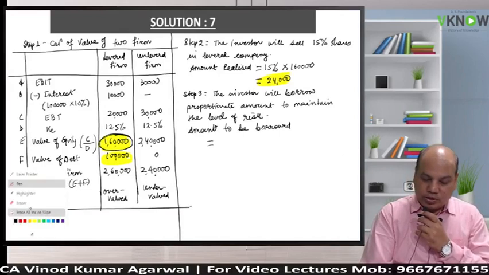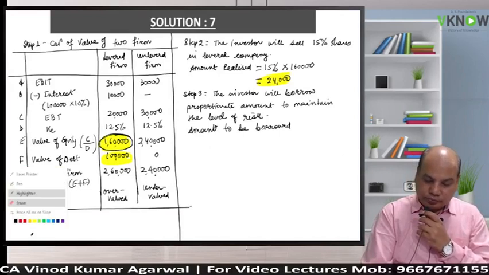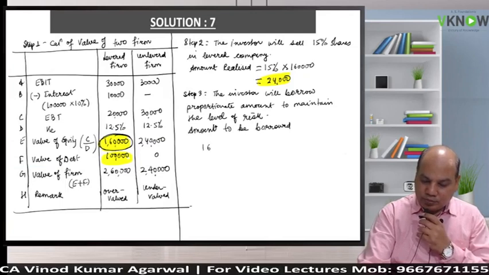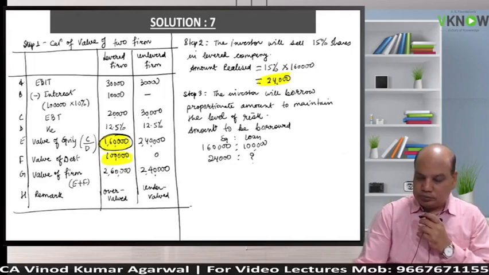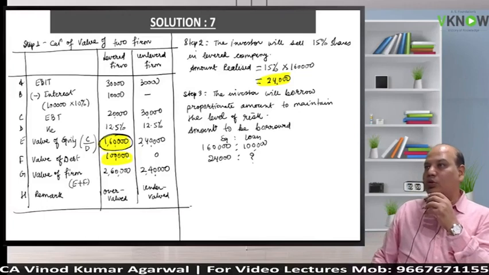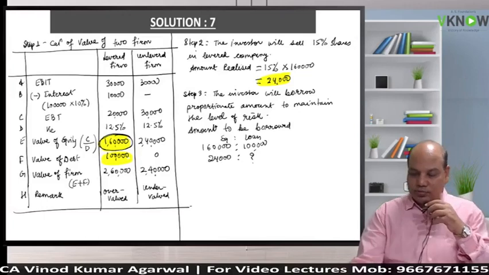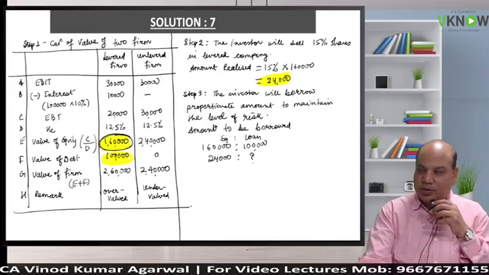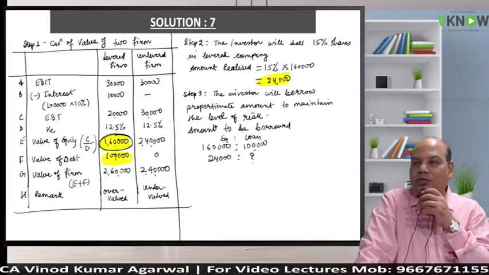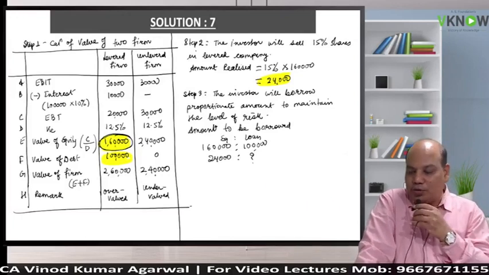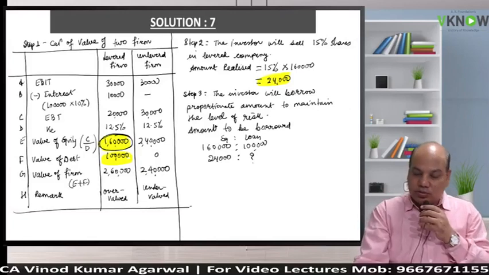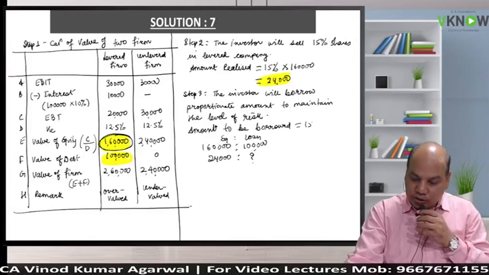So I will tell you once again. In case of the company, equity is 1,60,000, loan is 1 lakh. Equity versus loan. So in case of the investor, his own fund is 24,000. So how much should be the loan in his account? Proportionate amount. Anybody? Yes, please reply. If you don't reply, I will not teach. How will I go ahead if you can't solve arithmetic? Then amount to be borrowed is equal to 15,000.